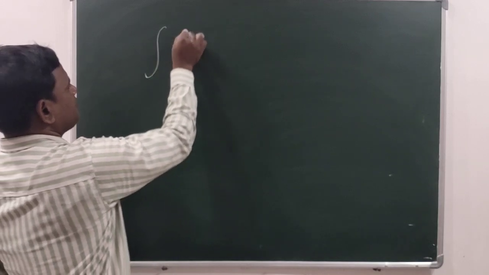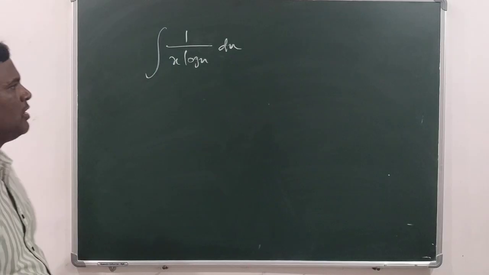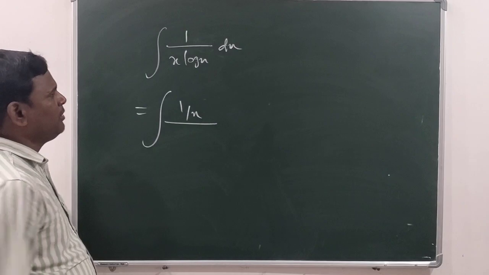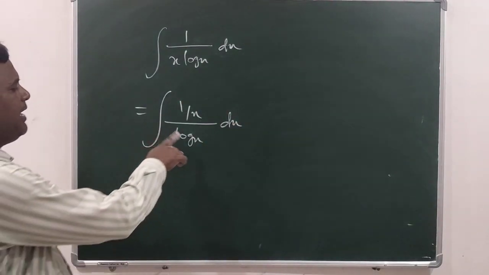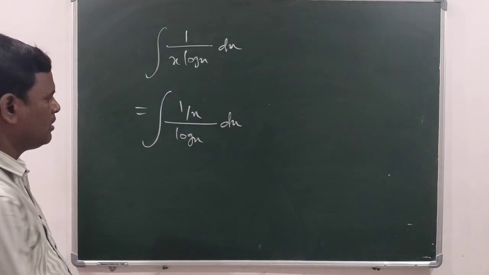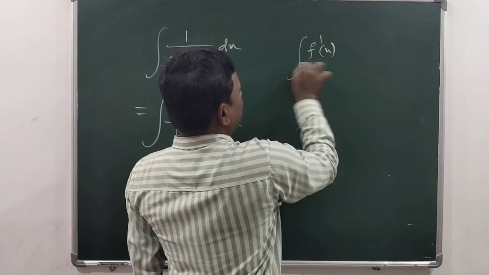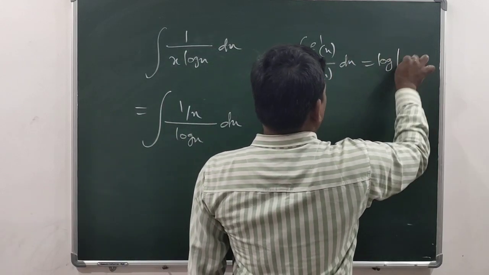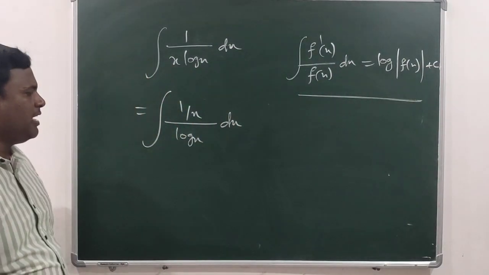See this integral of 1 by x into log x dx. Here, integral of 1 by x, I would like to write in the numerator, by log x dx. If you would like to apply the direct standard formula you can, otherwise consider log x equal to t. As I said to you, the integral of f dash of x by f of x dx is equivalent to log mod f of x. Use that standard result.